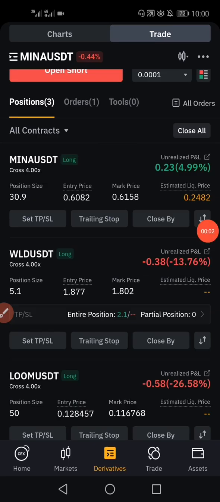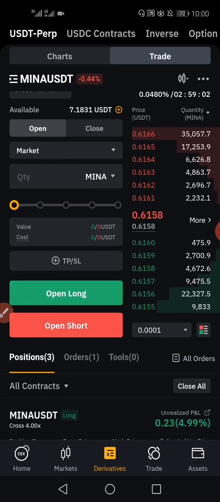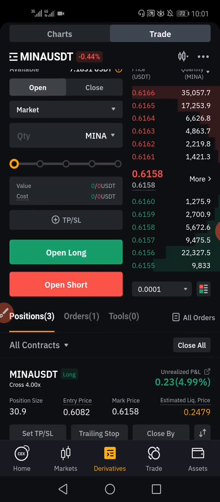Okay, so this is a tutorial. If you want to use Bybit for trading futures, this is how it works. Just like Binance, Bybit has its own futures, similar to Binance.